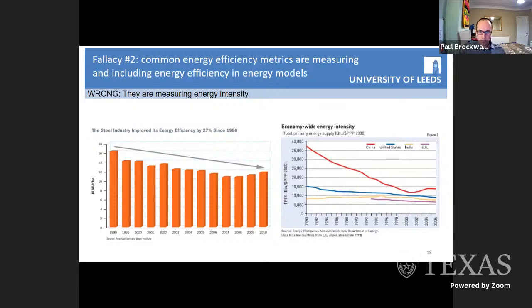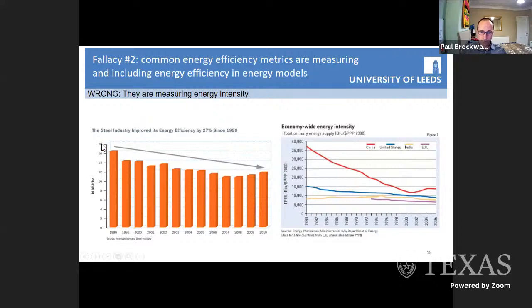Okay, back on the energy side, the second fallacy I'm putting forward is that common energy efficiency metrics are measuring and including energy efficiency properly in energy models. In other words, we've got a really good way of estimating what energy efficiency is, and obviously that's going to be included in energy models, because if you want to improve energy efficiency, you're going to have a way of turning that dial in energy models to understand the reduction in energy that might happen in the future. But actually that's wrong, because most energy models and most ways of measuring energy efficiency are actually measuring energy intensity.